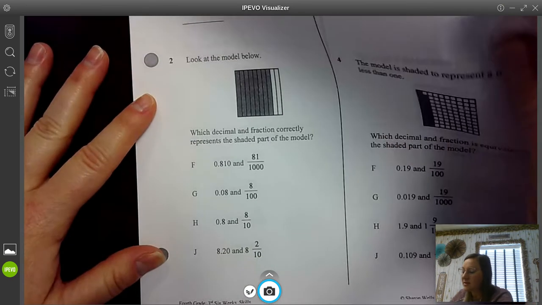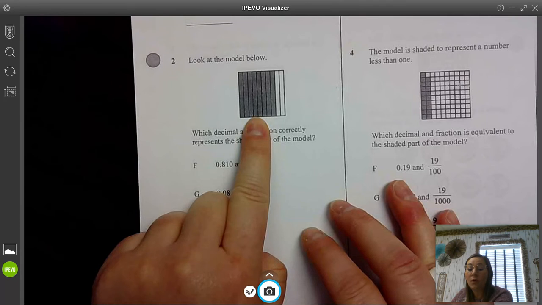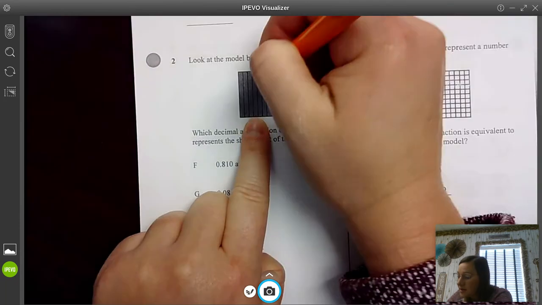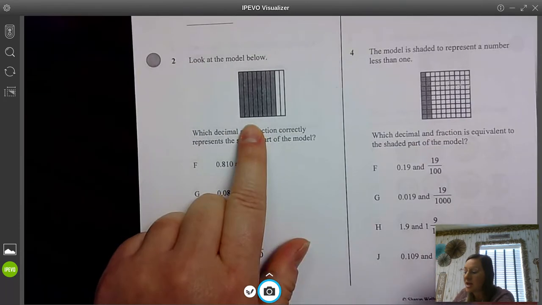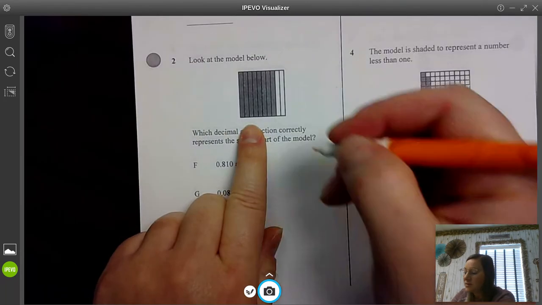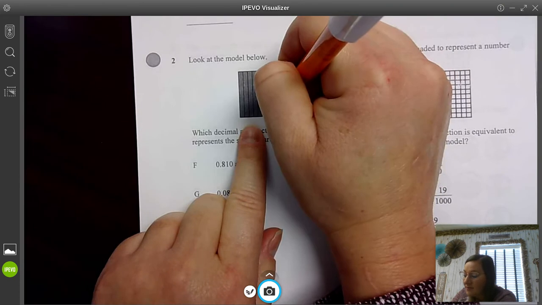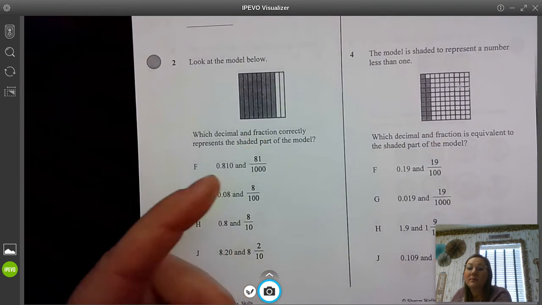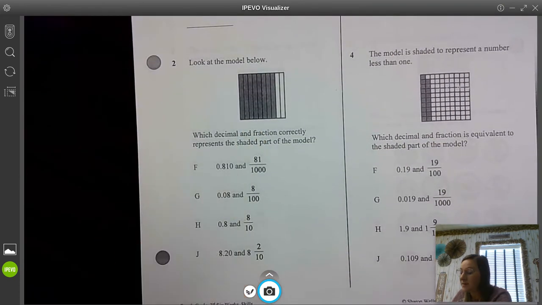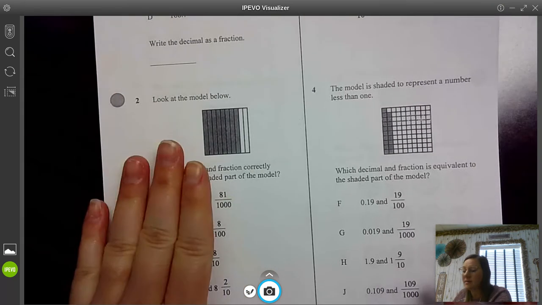Okay, this one should be pretty easy. Okay, these are tenths, right? Because there's how many parts of the whole? 10. So there's 8/10 shaded. So I want you to write, so this should be 8/10, in fraction or a decimal, right? So I expect to see that one. That one should be pretty easy for you.